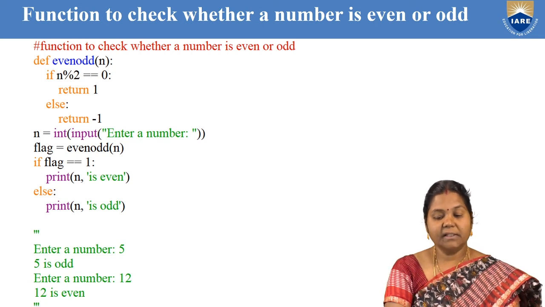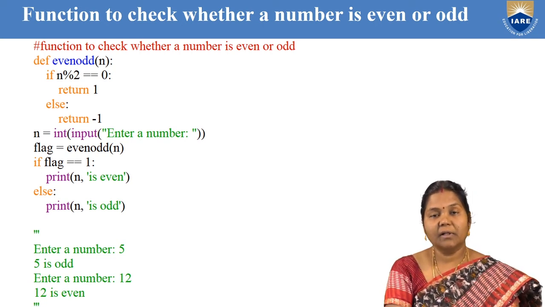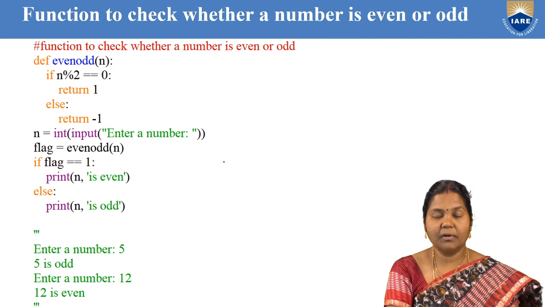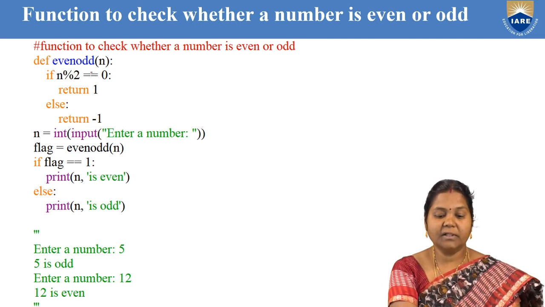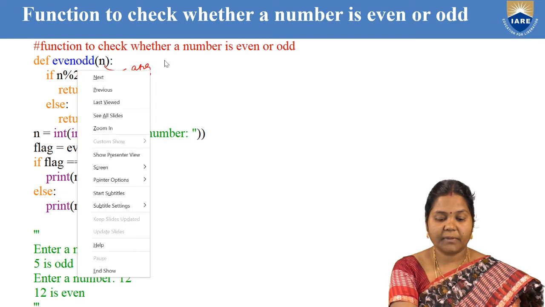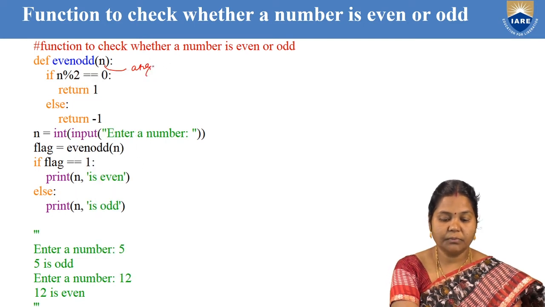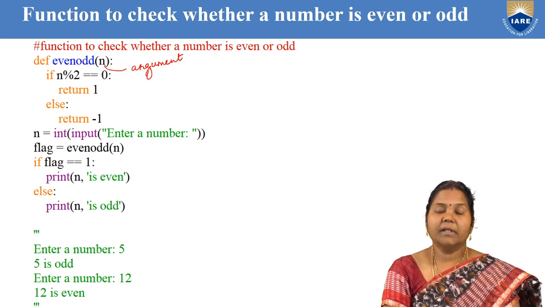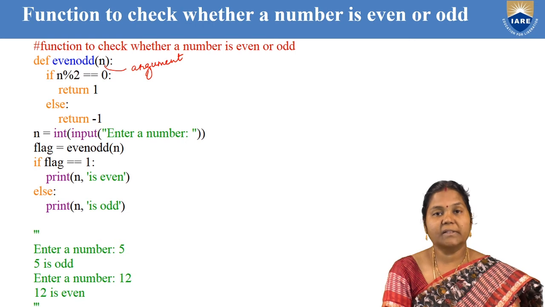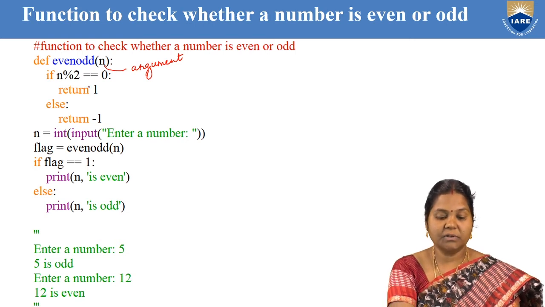Now, for checking whether the number is even or odd, let us first create a function called even odd. So, definition, even odd, and n is the argument or parameter. We are passing a number. So, this is our argument or parameter. Right. Now, the number which you have passed, we are checking whether it is even or odd using this logic.